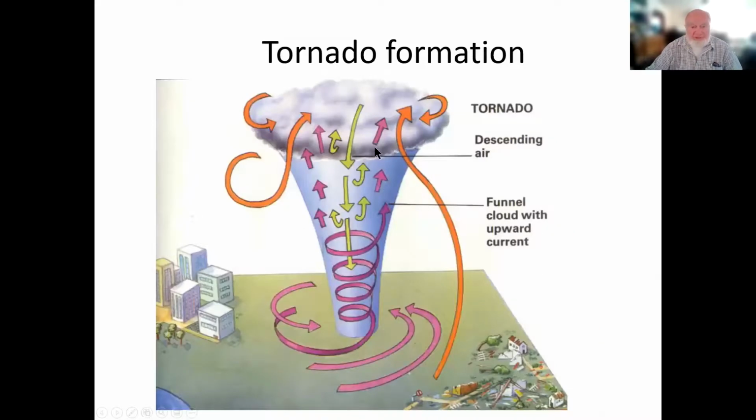Again, here's another picture of a tornado. Again, it's low pressure that is causing that.